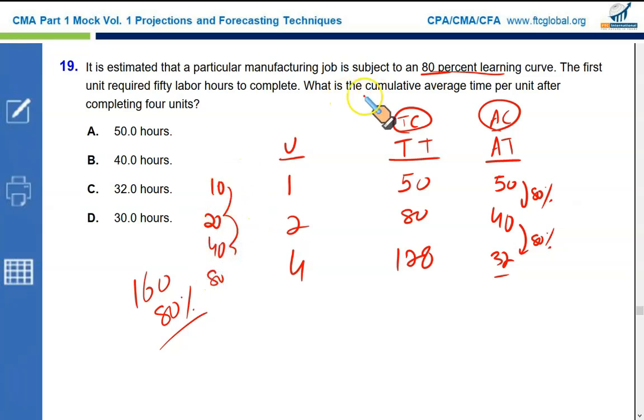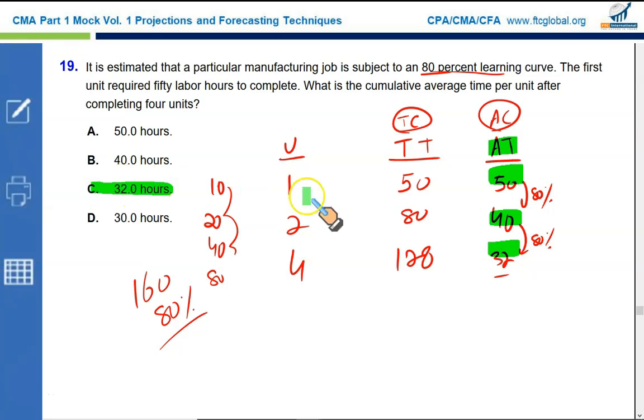So what was required? What is the cumulative average time? This is the column we are interested in. This is the cumulative average time. When the first unit is produced, the average is 50. When 2 units are produced, the cumulative average is 40. When the 4 units are produced, the average is 32, and that makes C the correct option.